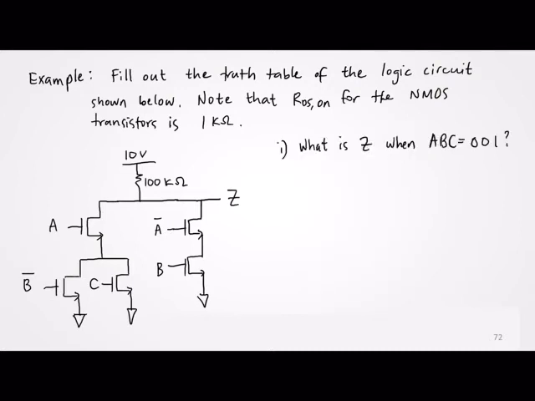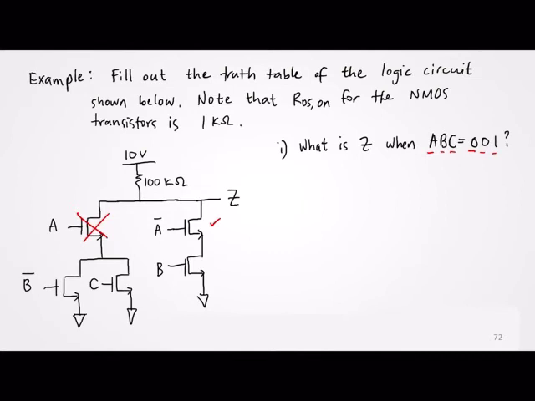Okay. Sorry about that. This one, the question is, what would be the value of Z when A, B, C is 0, 0, 1? So that means A is 0, B is 0, and C is 1. Okay? So if A is 0, that means this transistor here is off. Our A bar is on.